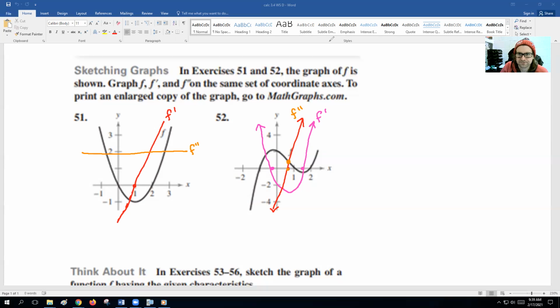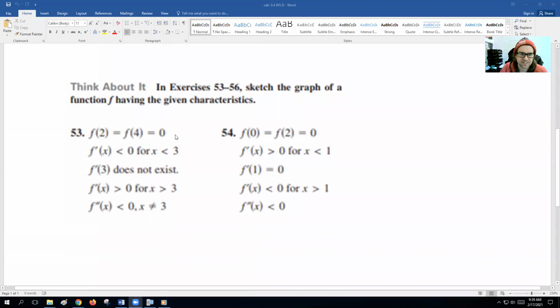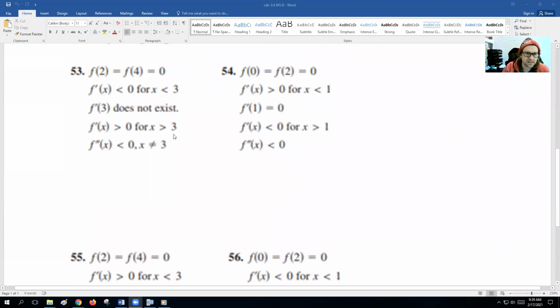Okay, not too bad. Okay, next couple problems here, we're going to read through these and we're going to try to sketch the graph. So we've got some information here and we've got to try to figure out, okay, what's going on with this graph? What does it look like? All right, so I'm going to go through and just kind of make a random graph here.